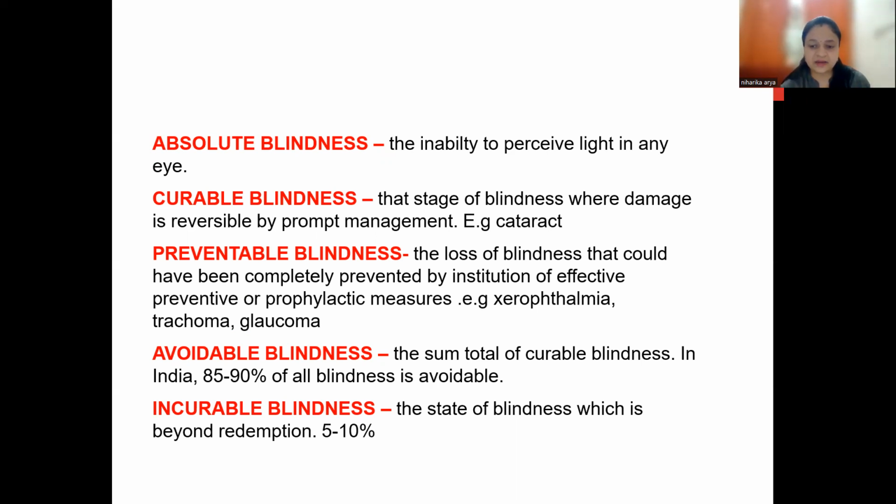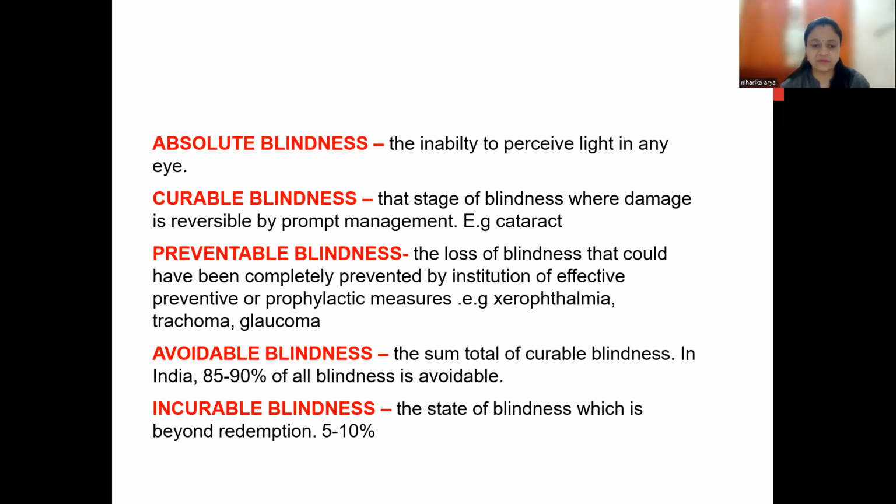Preventable blindness is the loss of vision that could have been completely prevented by institution of effective preventive or prophylactic measures. Example: xerophthalmia, trachoma, and glaucoma. Preventable blindness means the disease causing the blindness of that eye can be prevented by prophylactic measures or by medical management. Example: xerophthalmia, trachoma, glaucoma.